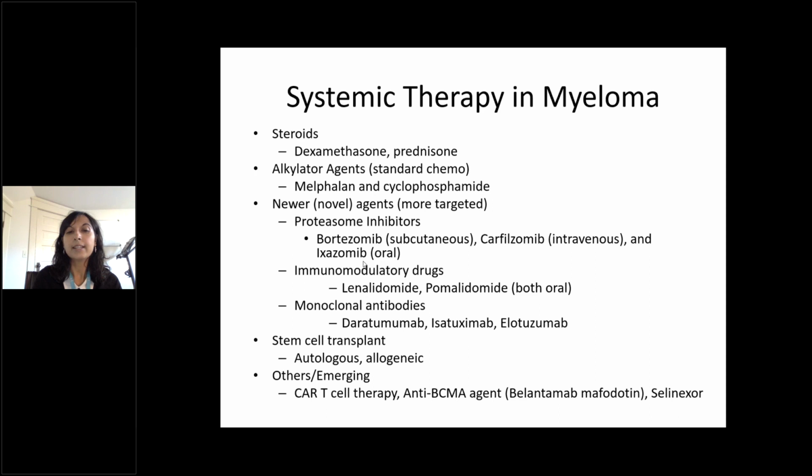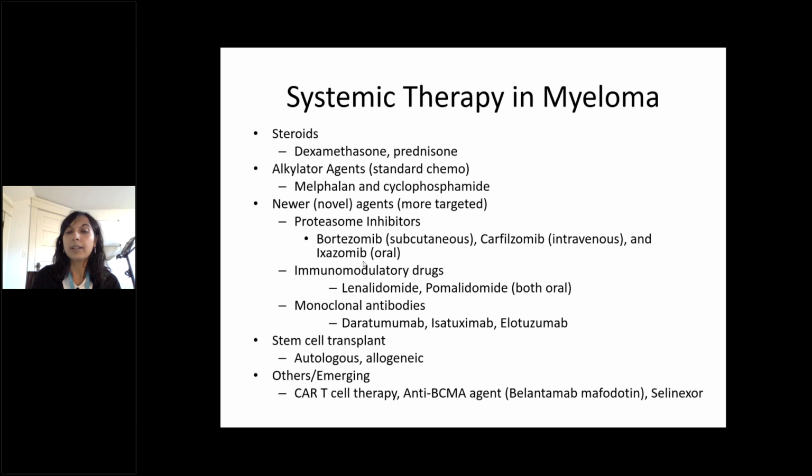The second category in these newer novel agents is the IMiDs, or immunomodulatory drugs. These drugs work on the immune system by bringing up some proteins and suppressing some other proteins. The ones that we use regularly in practice are lenalidomide and pomalidomide. Both are oral, and these are derived from thalidomide, which was found to be useful for myeloma in the early 2000s, but has a number of toxicities, including causing nerve damage. So we've kind of migrated away from using that regularly.